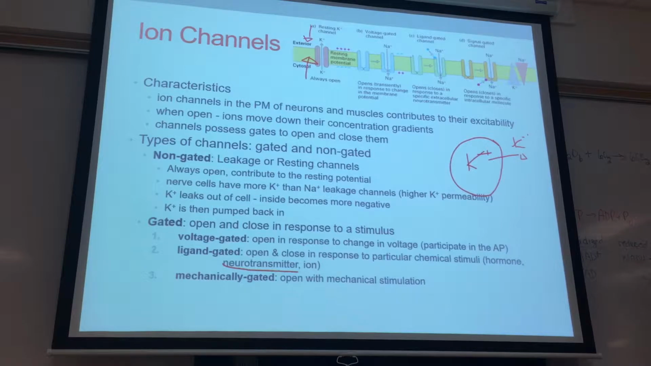Signal gated, this one isn't really the best example on here. So I see voltage gated, ligand gated, signal gated channel. That's not really the best example, so I'm going to X that out. But what that really is, if you want to know what signal gated is, there's a signal that happens intracellularly. So something on the inside causes it to open up. So that is still considered a ligand gated channel because it requires something to bind to the receptor to open it.